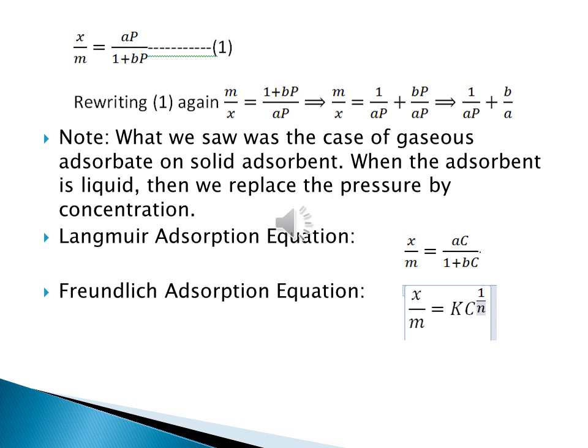What we saw so far was a case of gaseous adsorbate on solid adsorbent. When you have a solid adsorbent and the adsorbate is a gas going on the solid adsorbent, then you will have pressure. But what happens when the adsorbent is replaced by a liquid? Instead of having a solid adsorbent, when we have a liquid adsorbent, then the pressure term becomes the concentration. So what you see down is Langmuir adsorption and Freundlich adsorption, same formula only, but instead of P you must put C, where C stands for the concentration.